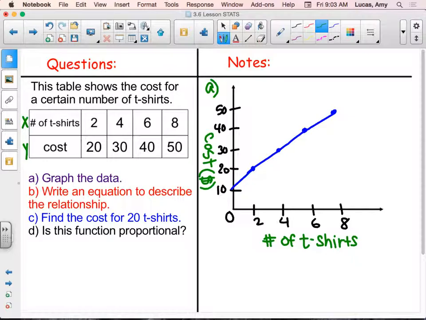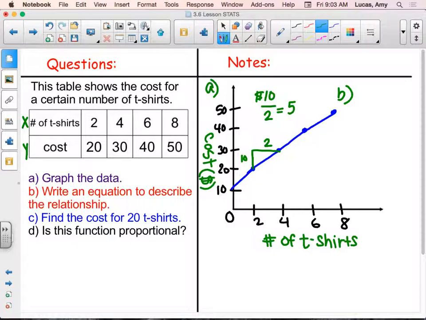It's not going to go through 0, 0. Okay, so graph the data. So we've got our graph. Part B, write an equation. Well, from one point to the next, my rise over run, I'm going up 10, and I'm going over 2. So my rate of change, it's going up $10 for every 2 t-shirts. So that's 5 for my rate of change.